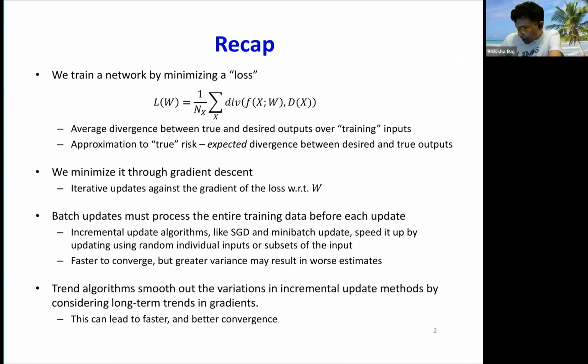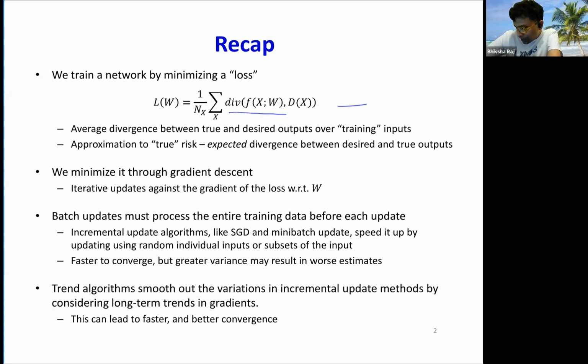Here is a quick recap of what we've learned so far. We train networks by minimizing a loss function. And the loss function is the average divergence over training inputs. This loss is an approximation to what we really want to minimize. We've seen that several times. What we really want to minimize is the expected divergence between the true and actual outputs of the network, between the desired and actual outputs of the network over the input space.